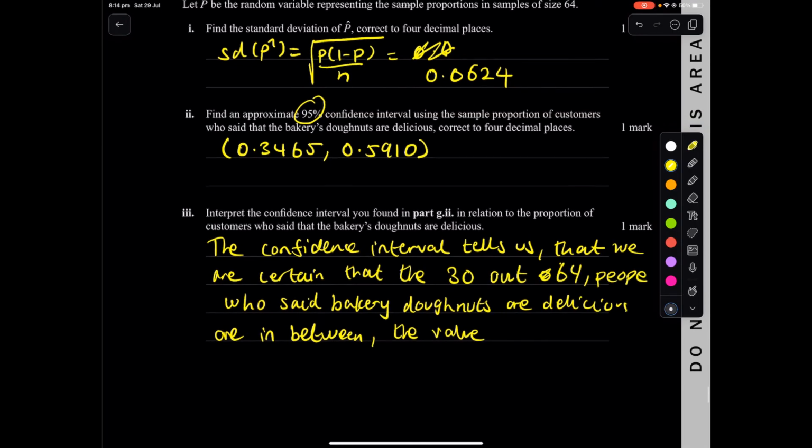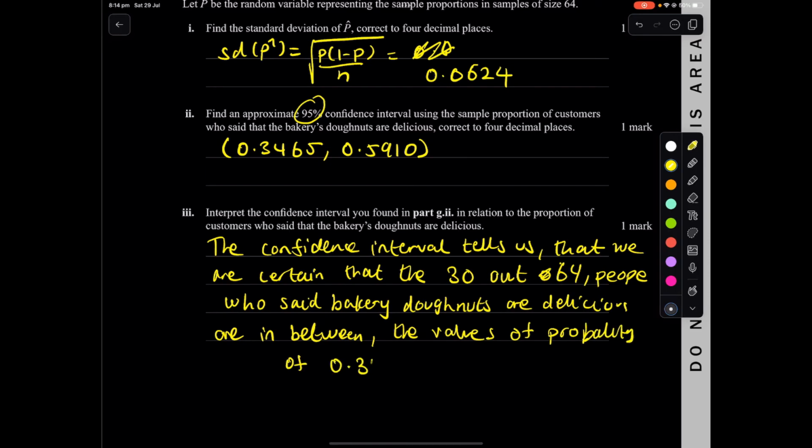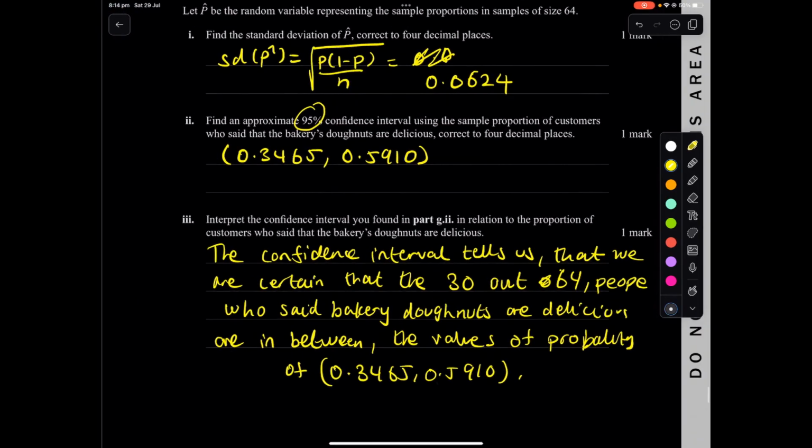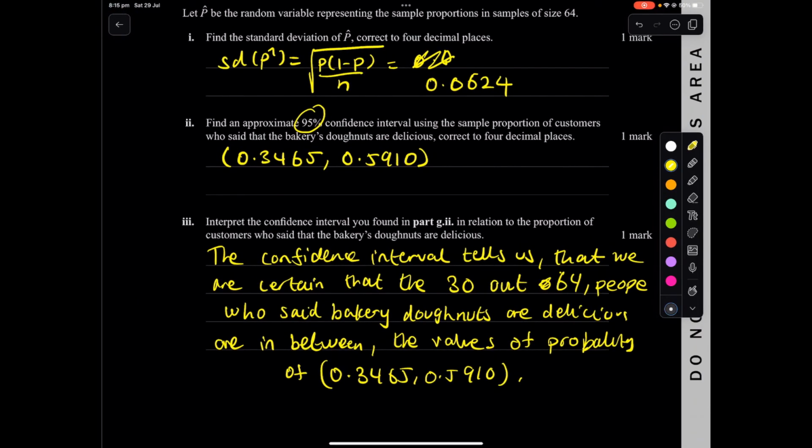Okay. The confidence interval tells us that we are certain that the 30 out of 64 people who said bakery donuts are delicious are in between the values of probability 0.3465 to 0.5910. I don't know, something like that. I'm so unsure what the question's telling me. Interpret the confidence interval we found in relation to the people who said that. Okay, the confidence interval tells us that we're certain that 30 out of 64 think donuts are delicious.